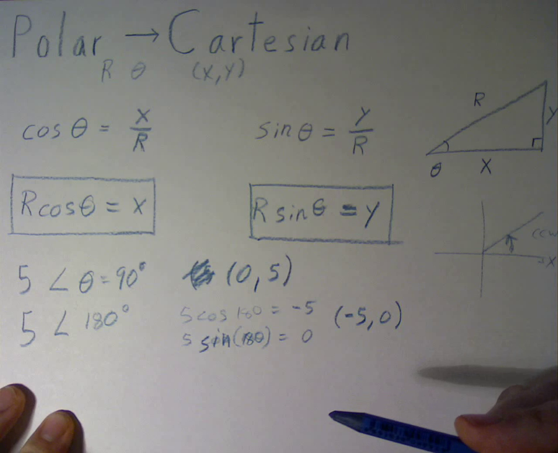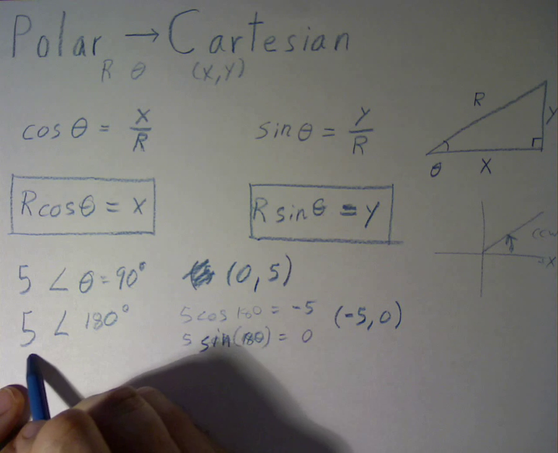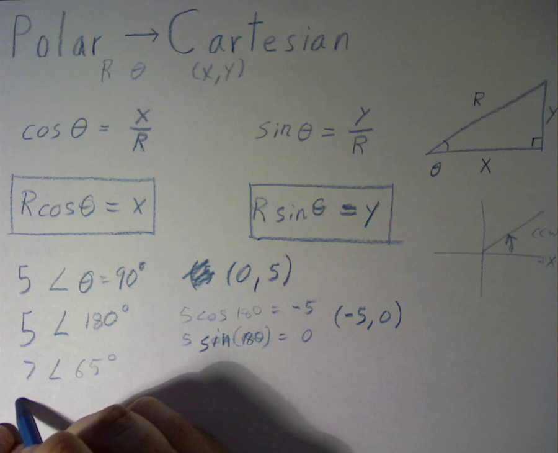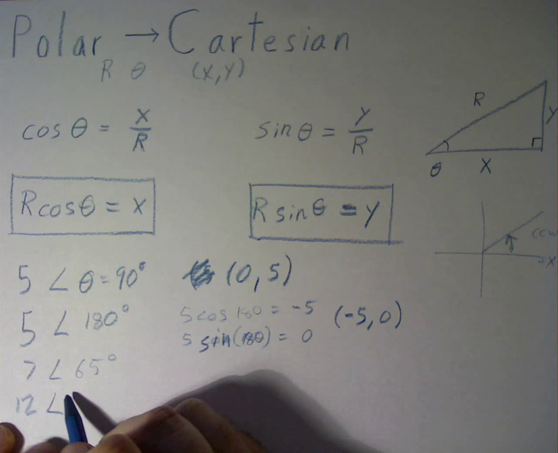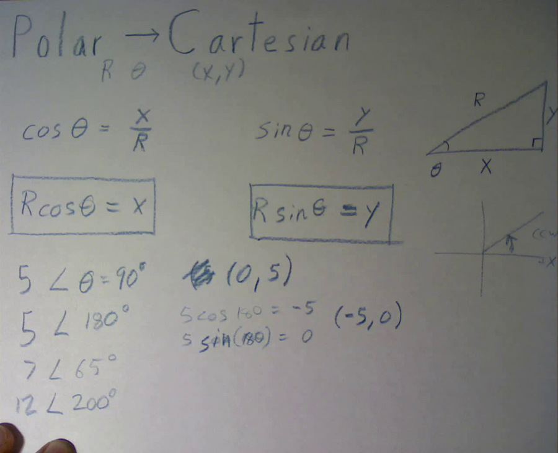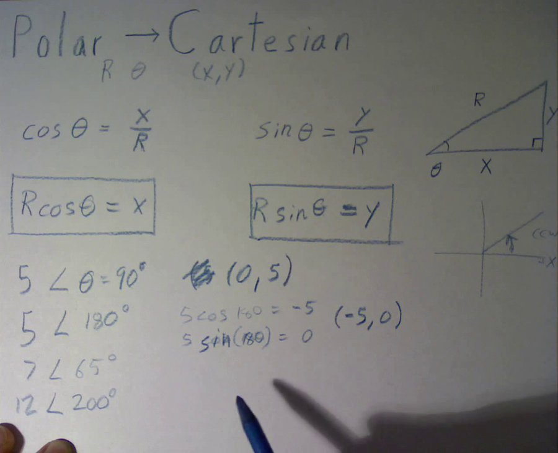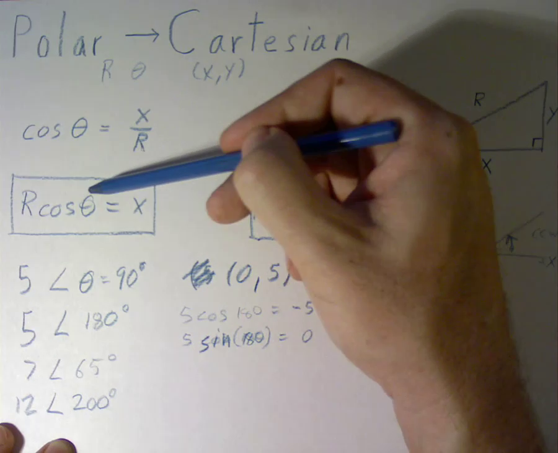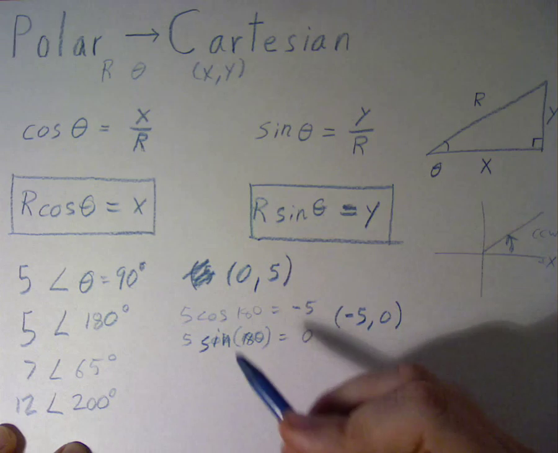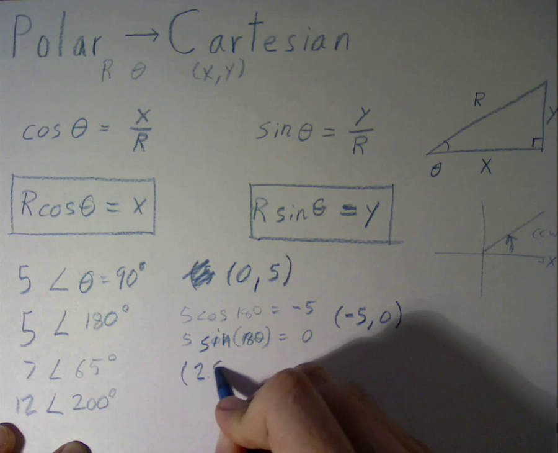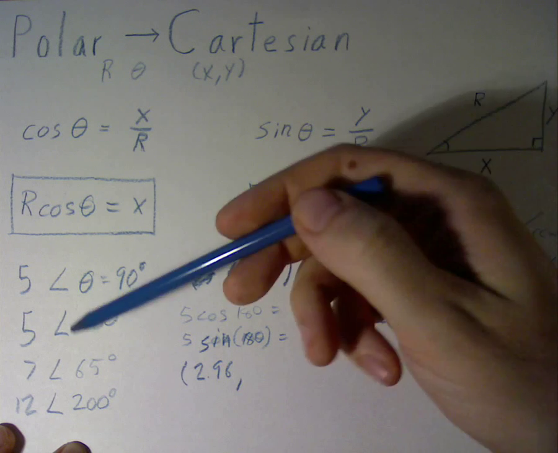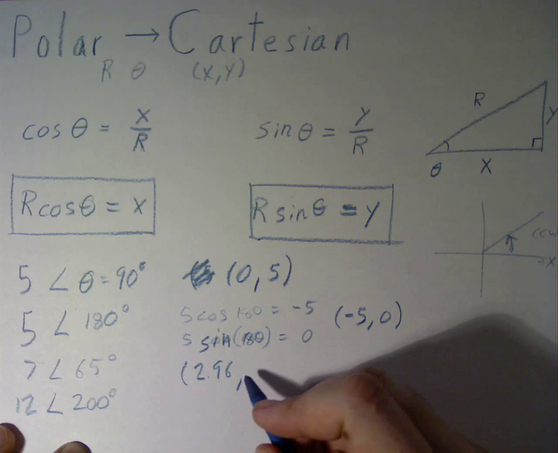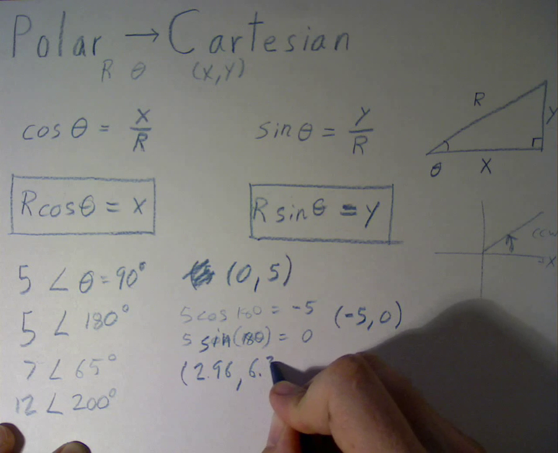If we do this again, for instance, with 2 more examples, 7 at an angle of 65 degrees, and also the last example, 12 at an angle of 200 degrees. Now follow along with your own calculator and check this for yourself. To find x, we do 7 cosine 65. This gives us 2.96. For the y coordinate, we do 7 sine 65 degrees, which gives us 6.34.